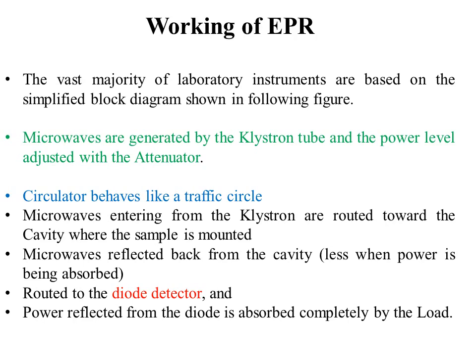Microwaves entering from the klystron are routed towards the cavity where the sample is mounted. Microwaves reflected back from the cavity, less when power is being absorbed, are routed towards the diode detector, and any power reflected from the diode is absorbed completely by the load.